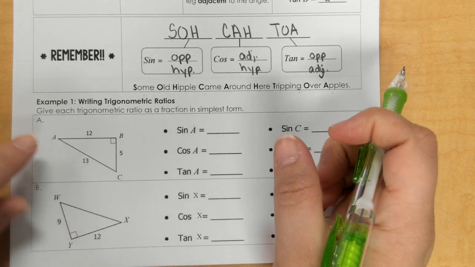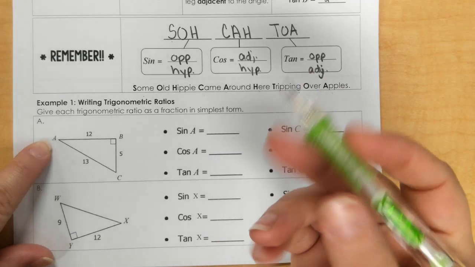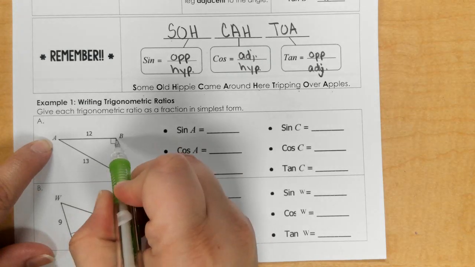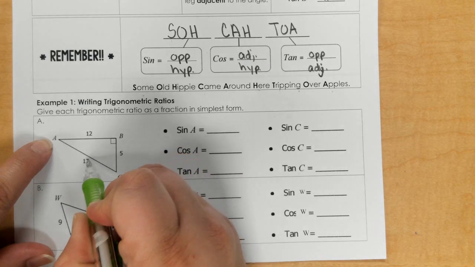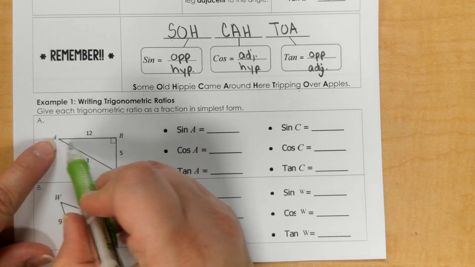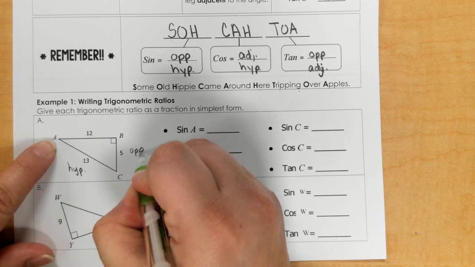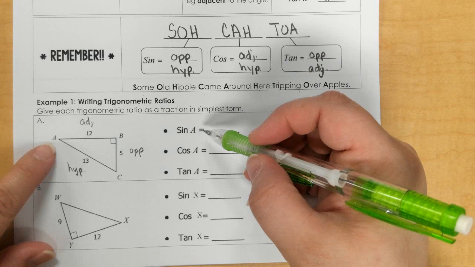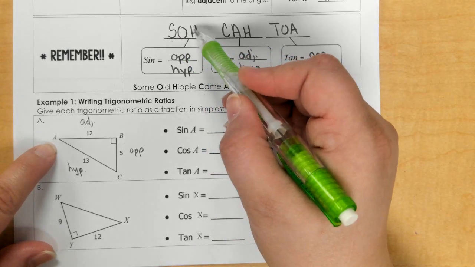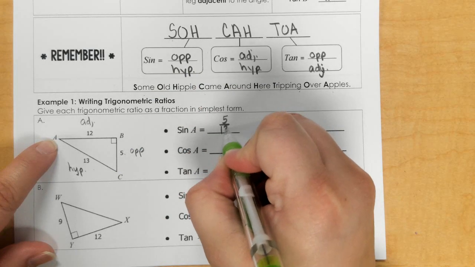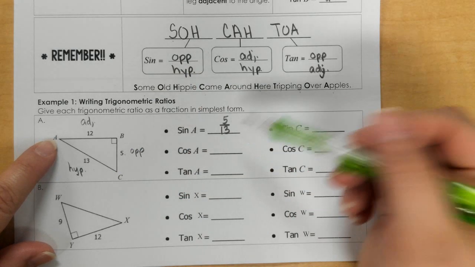I'm going to use a pencil so I can erase, but from angle A, I want to label my opposite, my adjacent, and my hypotenuse. The hypotenuse is pretty easy, across from the right angle. From A, 5 is opposite, and adjacent would be 12. So for sine A, opposite over hypotenuse would be 5 over 13. That cannot reduce, so I'm just going to leave it 5/13.